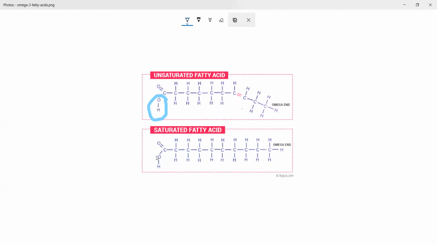That hydroxyl group will be hydrophilic, meaning that part of the molecule loves water, or is soluble in water, whereas this part of the molecule is hydrophobic. The hydrocarbon chain is non-polar and hydrophobic. It will not get dissolved in water. So, with hydrophilicity from the hydroxyl end and hydrophobicity from the hydrocarbon end, you get a fatty acid.